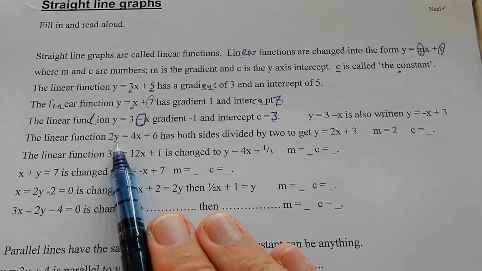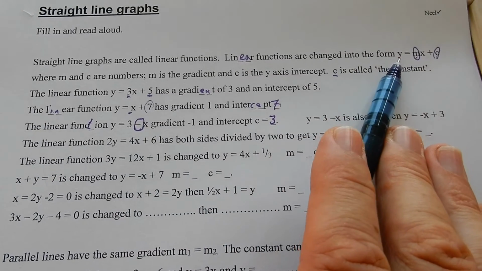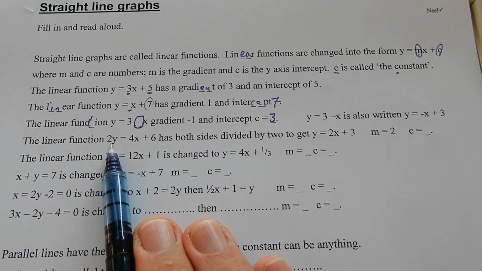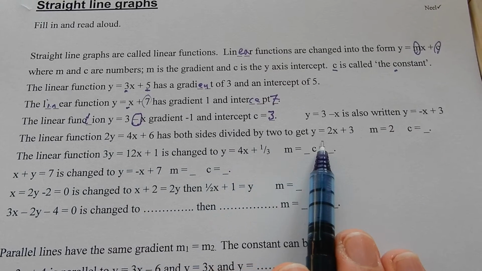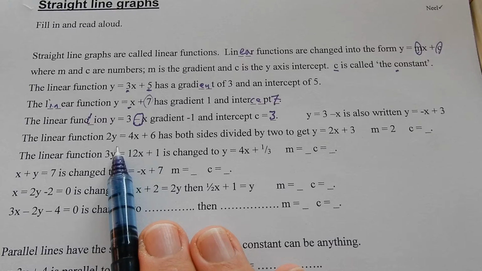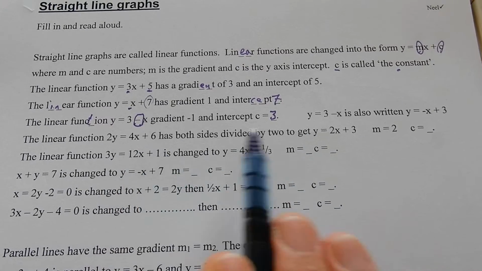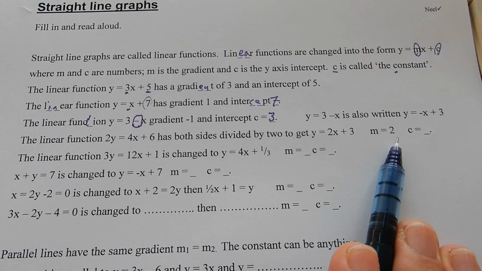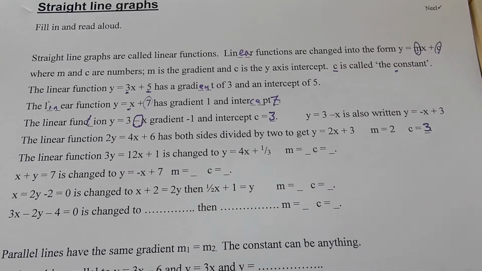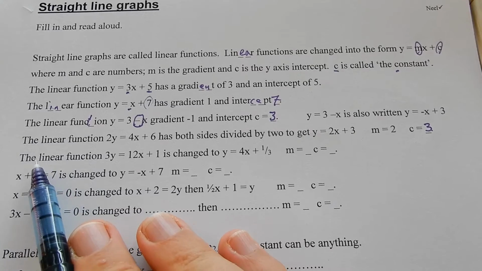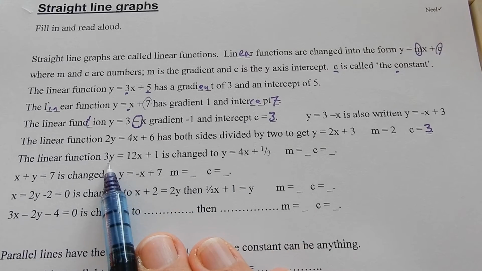The linear function 2y equals 4x plus 6. You need a single y, so you have to divide everything by 2. Both sides divided by 2 to get y equals: half of 2y is y, half of 4x is 2x, and half of 6 gives me the 3. m, the gradient, is 2, and the intercept constant is 3.